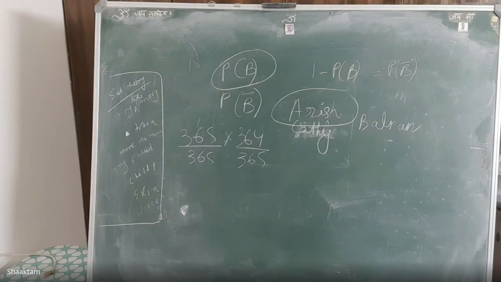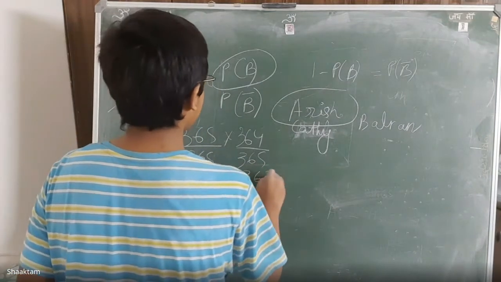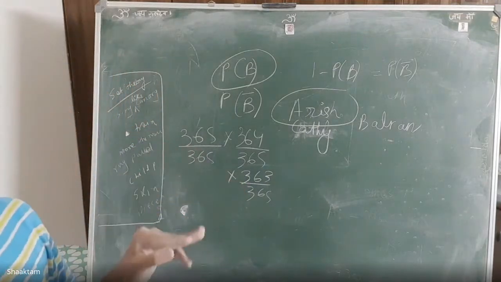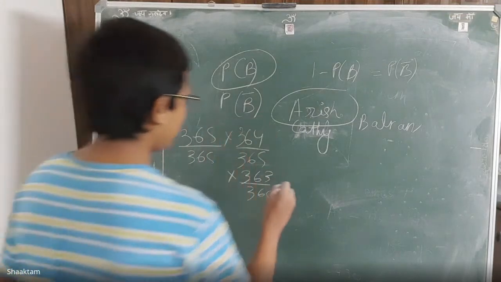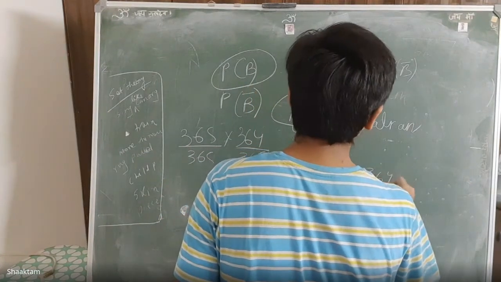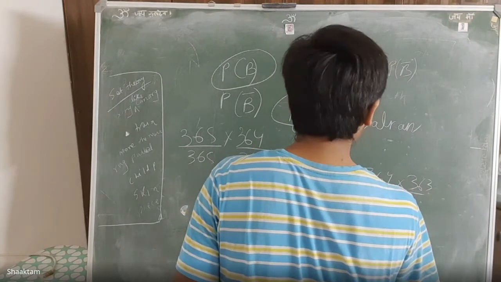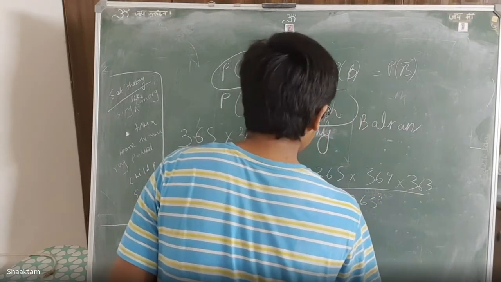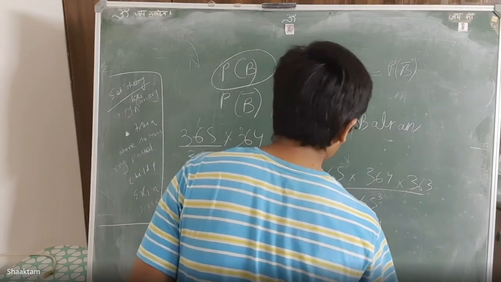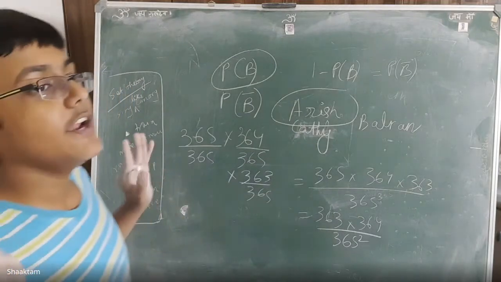Similarly, Kethi cannot take either of the other two days, so she will have to take 363 by 365. This will get us the probability that they'll have distinct birthdays. Let's solve it. So 365 into 364 into 363 by 365 cube, which is 363 into 364 by 365 square when simplified. Now, this is the probability that they have distinct birthdays.